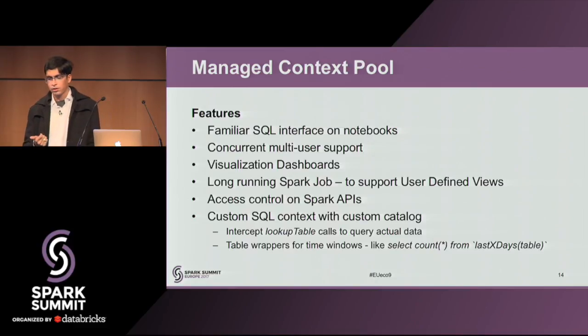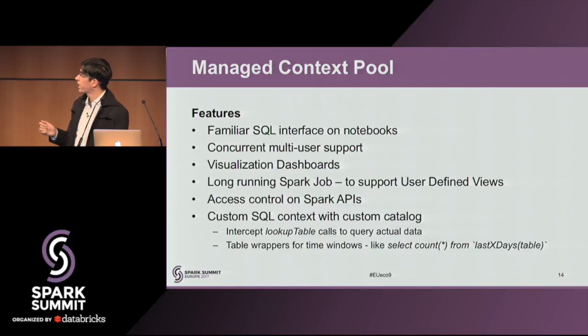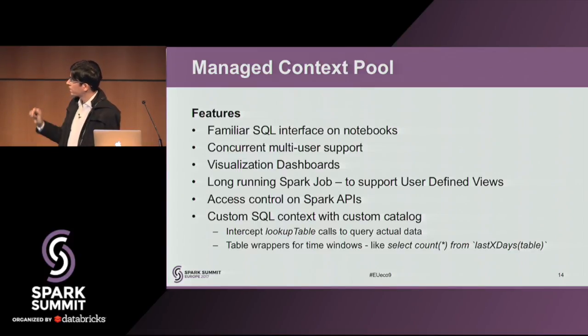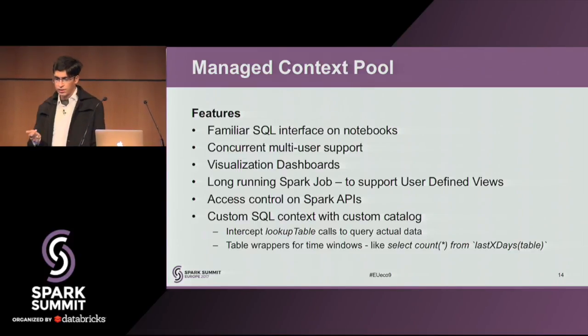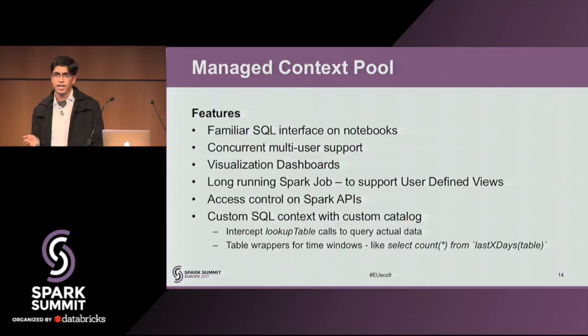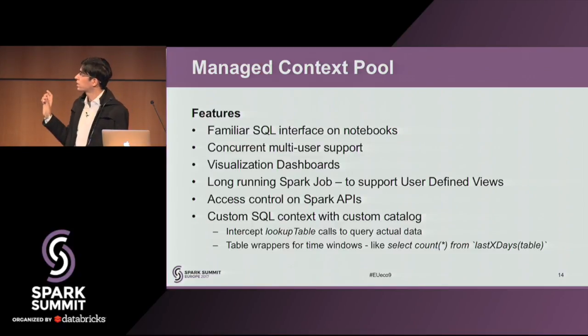This custom context also allowed for table wrappers, something like, as you can see, select count star from last X days of table. Now, in regular Spark SQL, it will be the last X days of table. Everything between the backticks will be treated as a table. However, with our custom interceptor, it will know that, okay, this is just a regex. I have to parse it. The original table is something else, and I have just to apply certain filters on top of it, which is to read just the last X days of data.